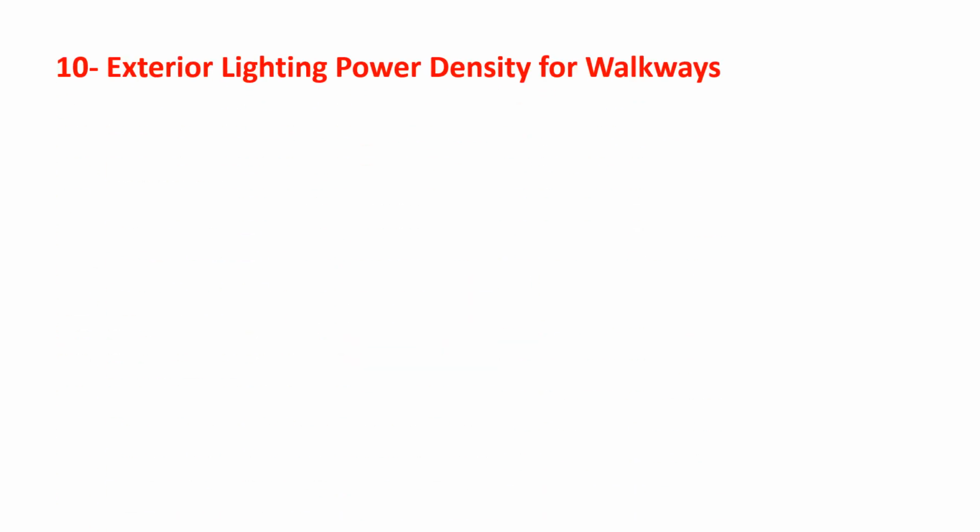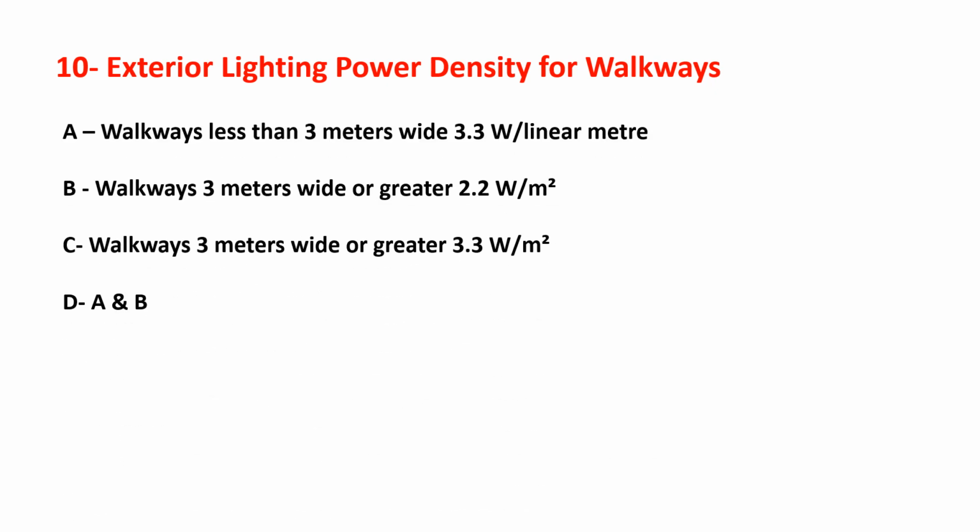Question number 10. Exterior lighting power density for walkways. Select your answer. A, walkways less than 3 meters wide, 3.3 watt per linear meter. B, walkways 3 meters wide or greater, 2.2 watt per square meter. C, walkways 3 meters wide or greater, 3.3 watt per square meter. D, A and B. Select your answer here.